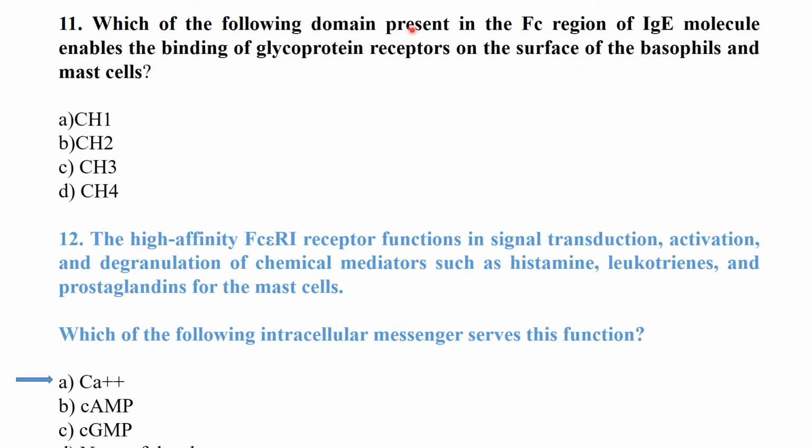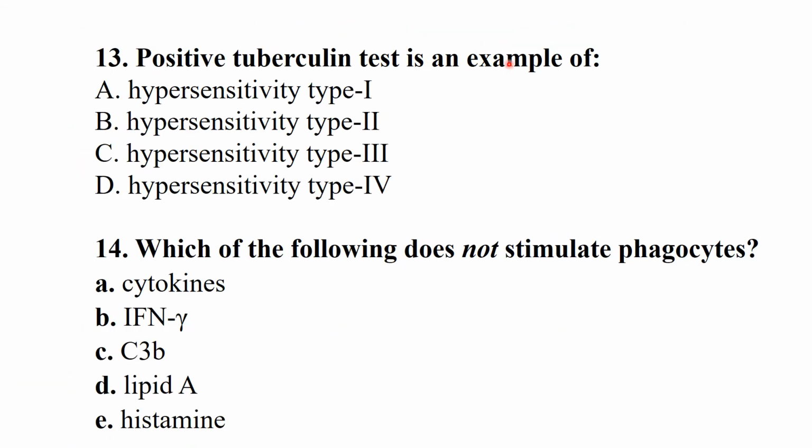Which of the following domains present in the Fc region of the IgE molecule enables the binding of glycoproteins to receptors on the surface of the basophils and the mast cells? So it is CH3. The high affinity Fc epsilon R1 receptors function in signal transduction, activation, and degranulation of chemical mediators such as histamine, leukotrienes, and prostaglandins from the mast cell. Which of the following intercellular messengers serves this function? So calcium is mainly responsible. A positive tuberculin test is an example of type 4 hypersensitivity.